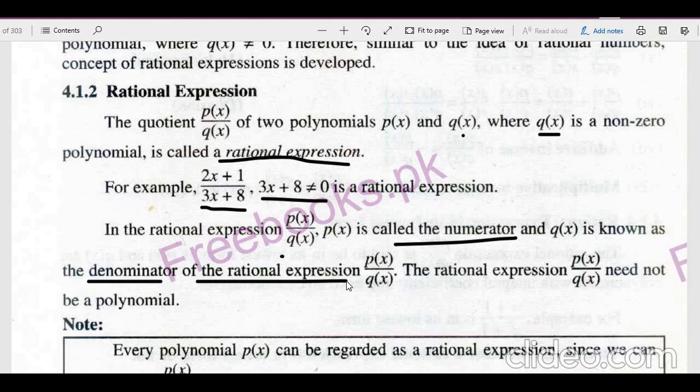There need not be a polynomial. They can be any algebraic expression. There is no compulsion, because for a polynomial, exponents must be 0 or positive integers. But for a rational expression, there is no such condition on p of x and q of x. They are simply algebraic expressions. Okay.